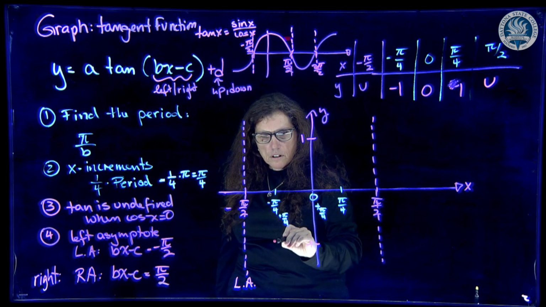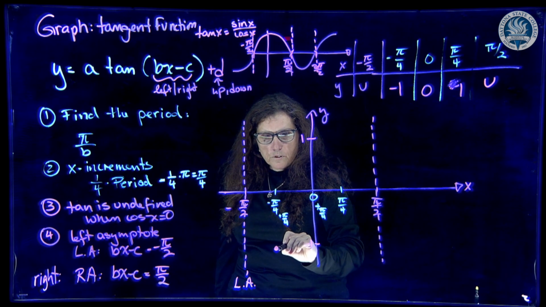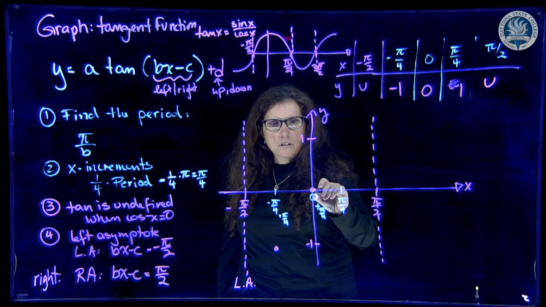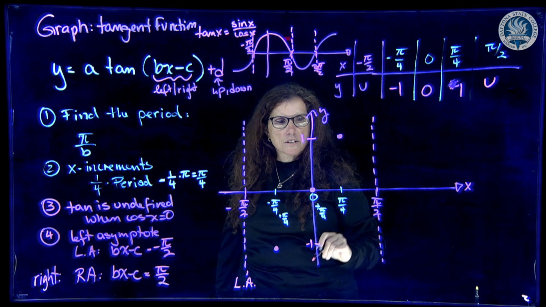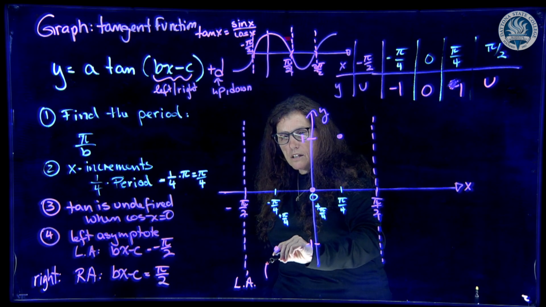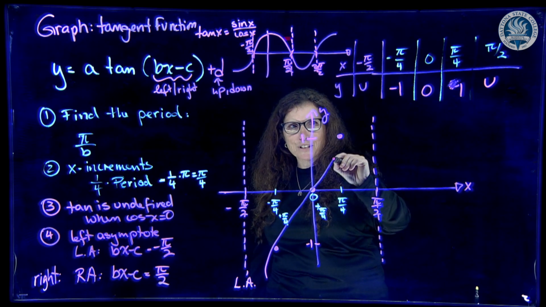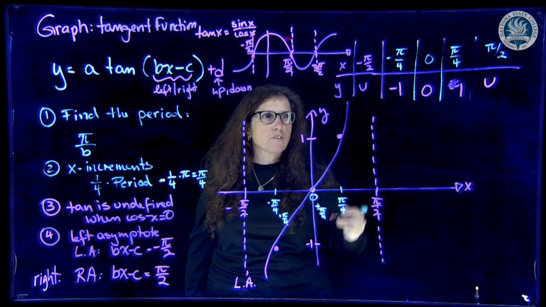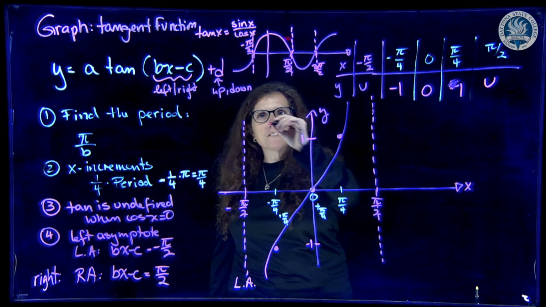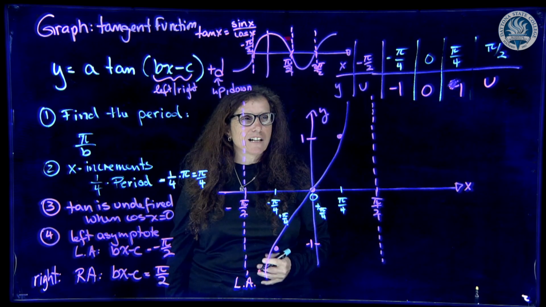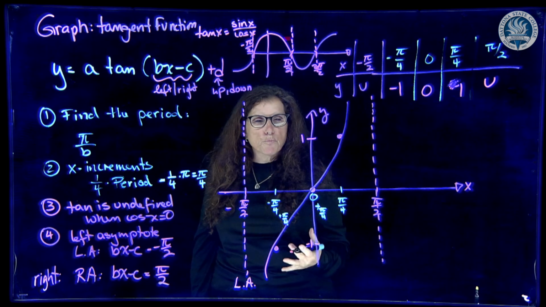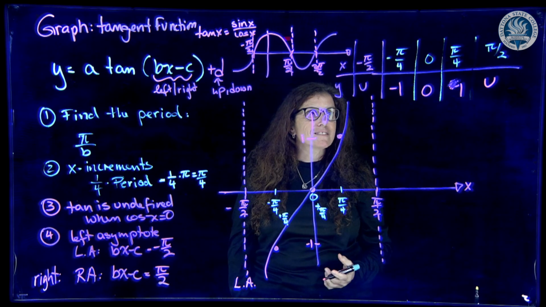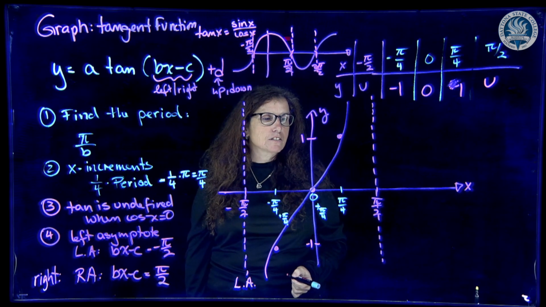Okay, let's plot these points. Negative pi over 4, negative 1. 0, 0 going through the origin, and then pi over 4, 1, and kind of equivalent to an S-curve. It comes close to these vertical asymptote lines, but it never crosses or touches. So this is one period of a basic tan function.